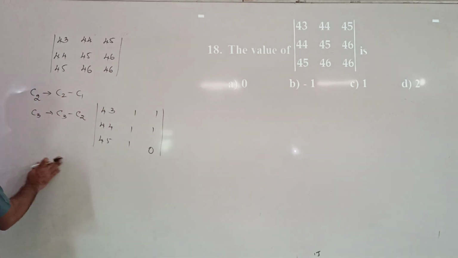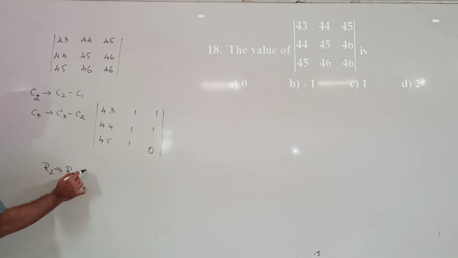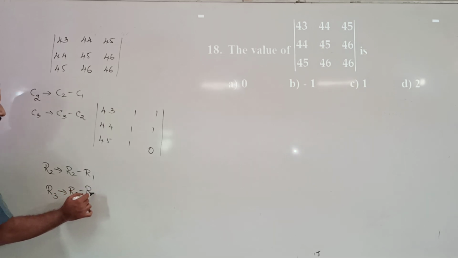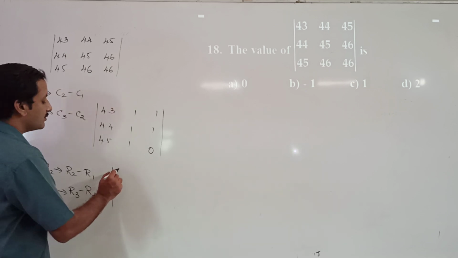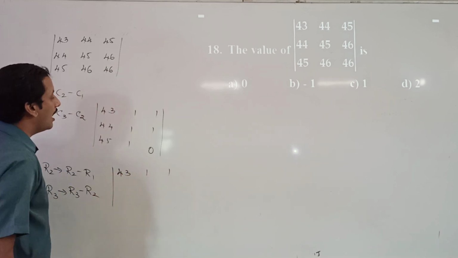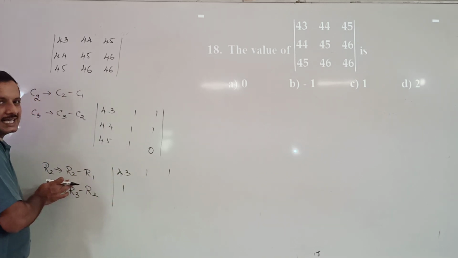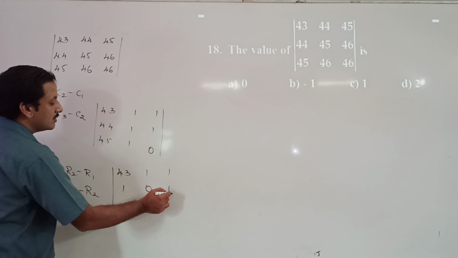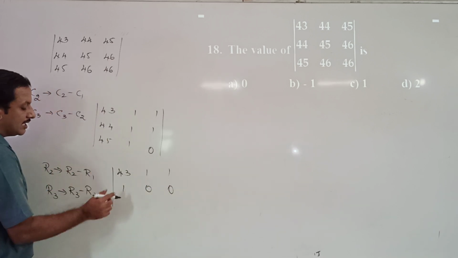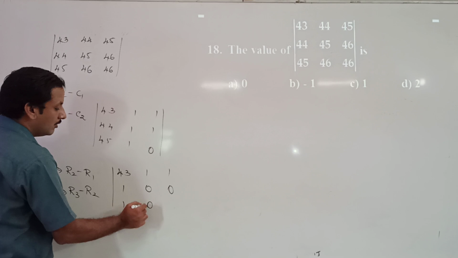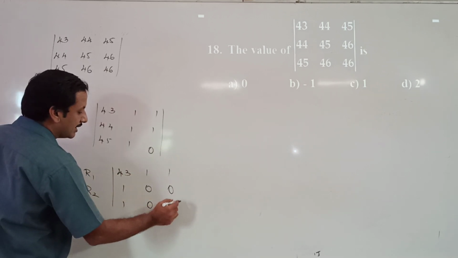Further, you can either expand it, or if you want, you can change it again. I will change R2 as R2 minus R1 and R3 as R3 minus R2. This is what I do. So R1 will remain as it is 43, 1, 1. R2, 44 minus 43, this is 1. Here R2 we are changing as R2 minus R1. This will be 0, this will also be 0. Here 45 minus 44 is 1, 1 minus 1 is 0. 0 minus 1 is minus 1.